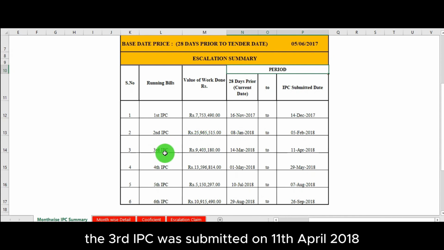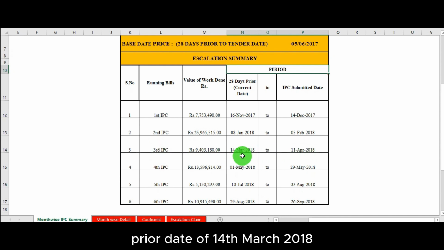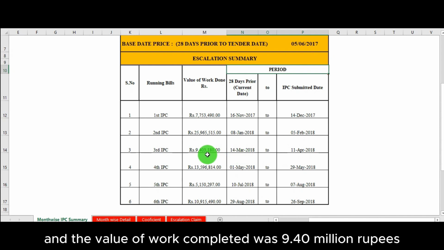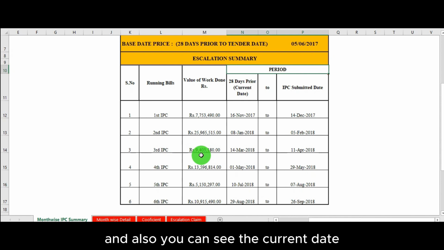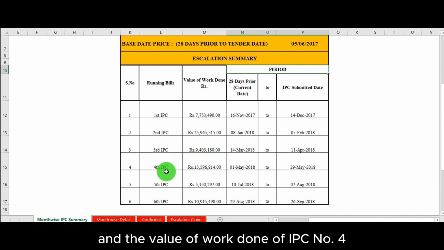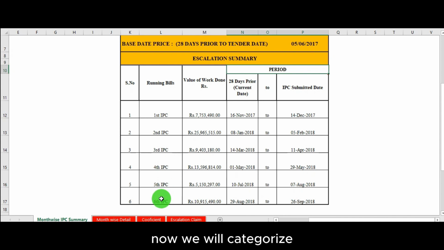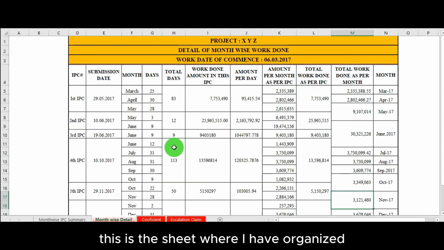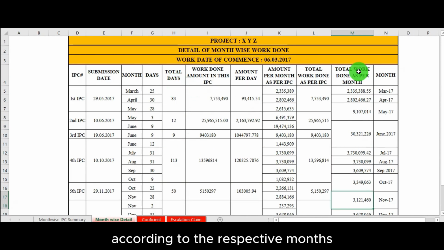The third IPC was submitted on 11th April 2018 with a 28 days prior date of 14th March 2018 and the value of work completed was 9.40 million rupees. And also you can see the current date, submitted date and the value of work done of IPC number 4, 5th and 6th. Now we will categorize the work completed in these 6 IPCs in the next sheet, provided as a monthly breakdown. This is the sheet where I have organized the value of work done according to the respective months.